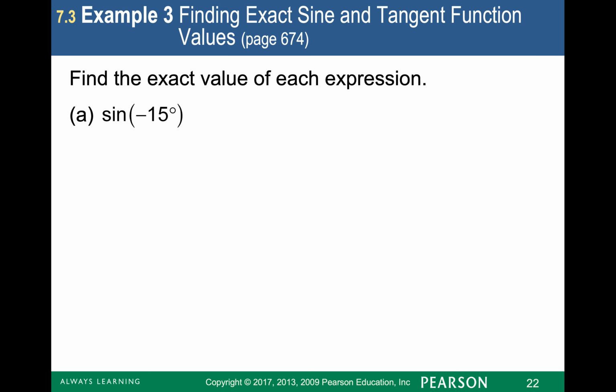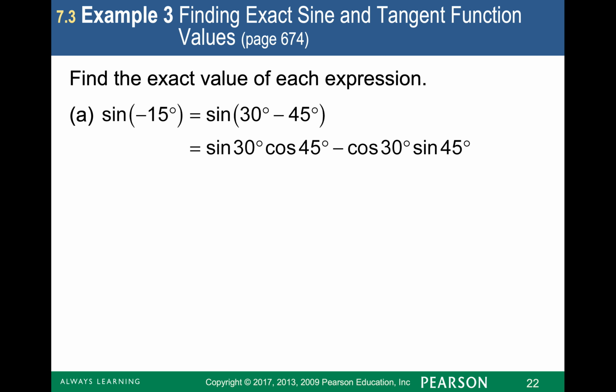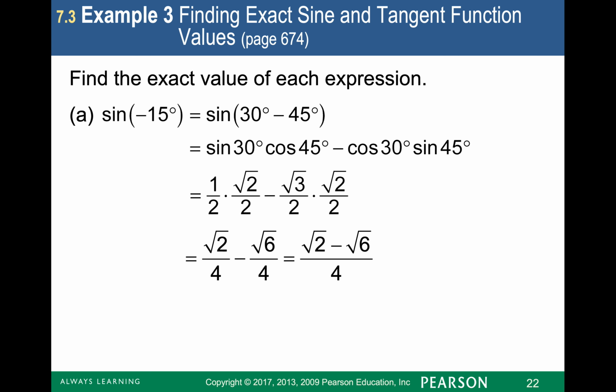If I want to find the exact value of an expression given an angle, I'm going to think about how I can make 15 out of those exact reference values. Well, 15 is 30 minus 45, so I'm going to apply the difference formula for sine, which is sine A cosine B minus cosine A sine B.